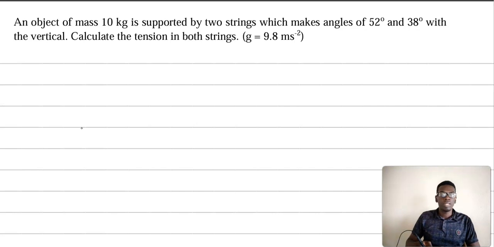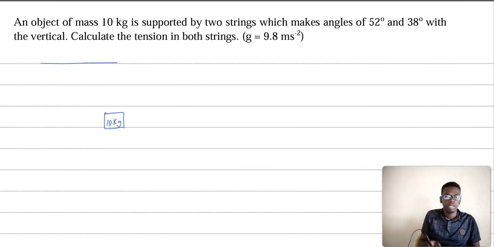Okay. Now, the solution of this problem will follow the same procedure we used in previous examples. And the procedure is to first draw a diagram that illustrates the problem. So let's do that. In the diagram here, we have an object of mass 10 kg supported by two strings. So the strings have to be tied to a support.